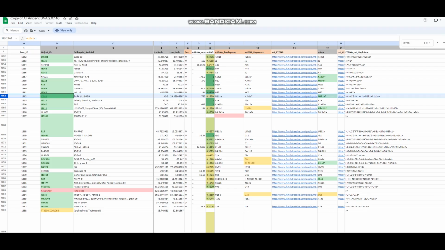Hello friends, in this video we'll be taking a look at the autosomal DNA results, predicted phenotype, traits, and even ethnicity results with my calculator of an Anatolian Neolithic farmer from Barcin. This individual is male. The ID is I0708, in case you want to know.